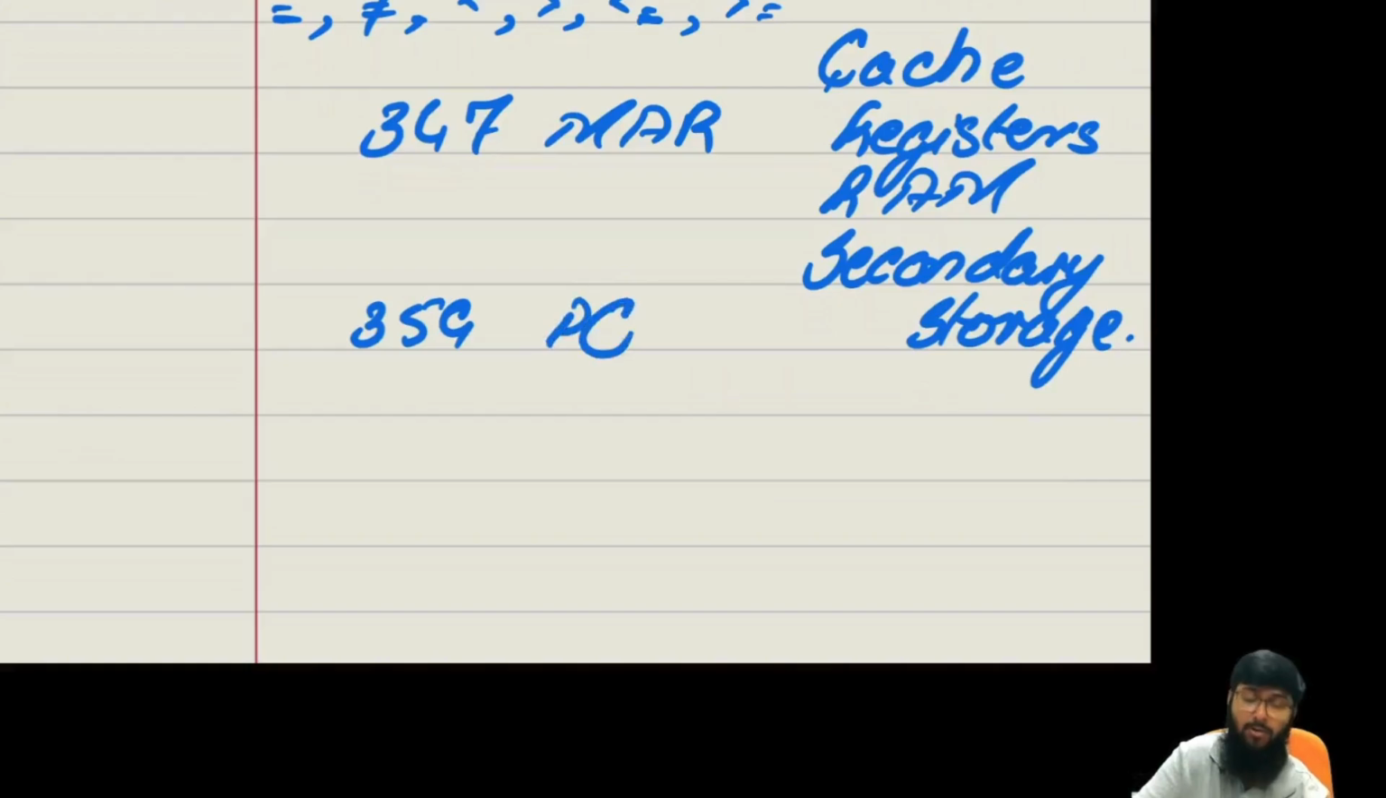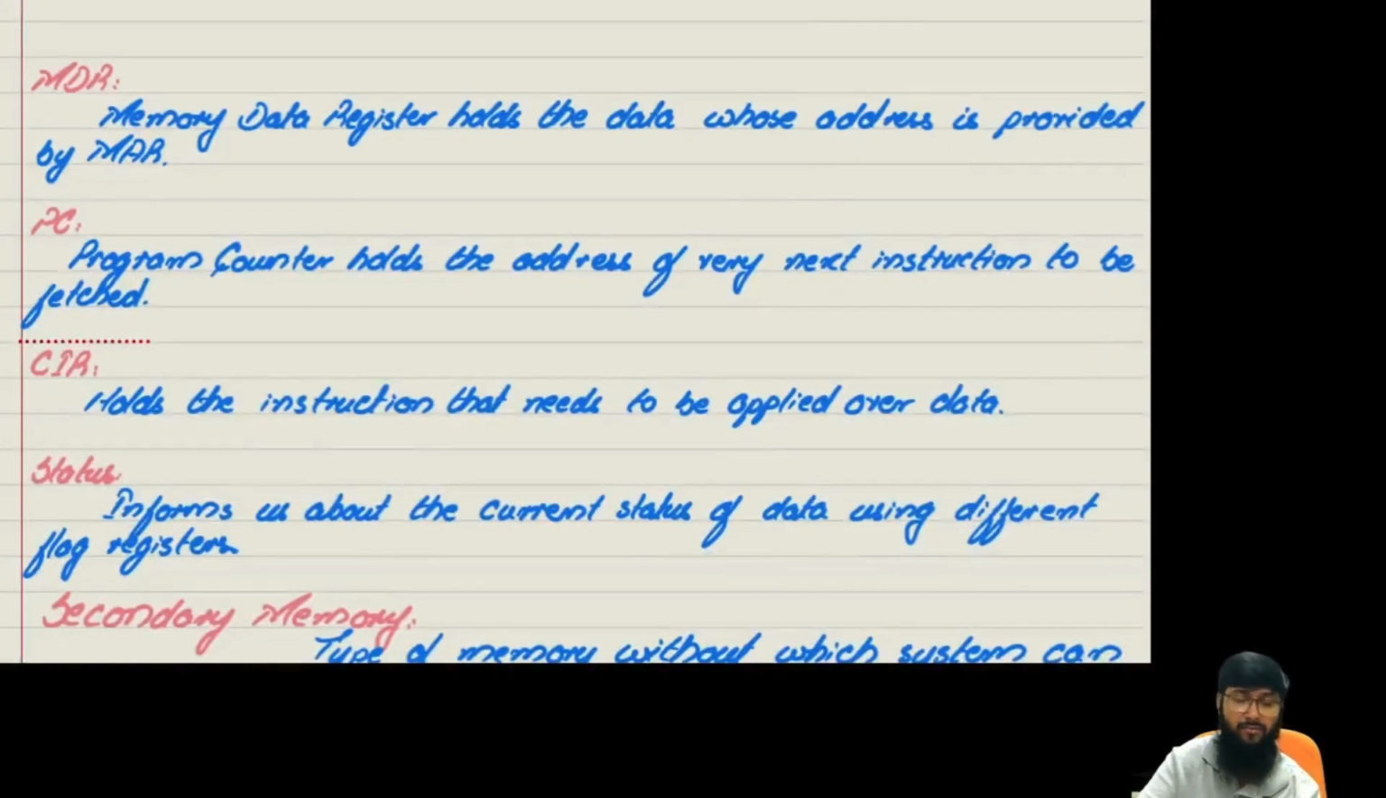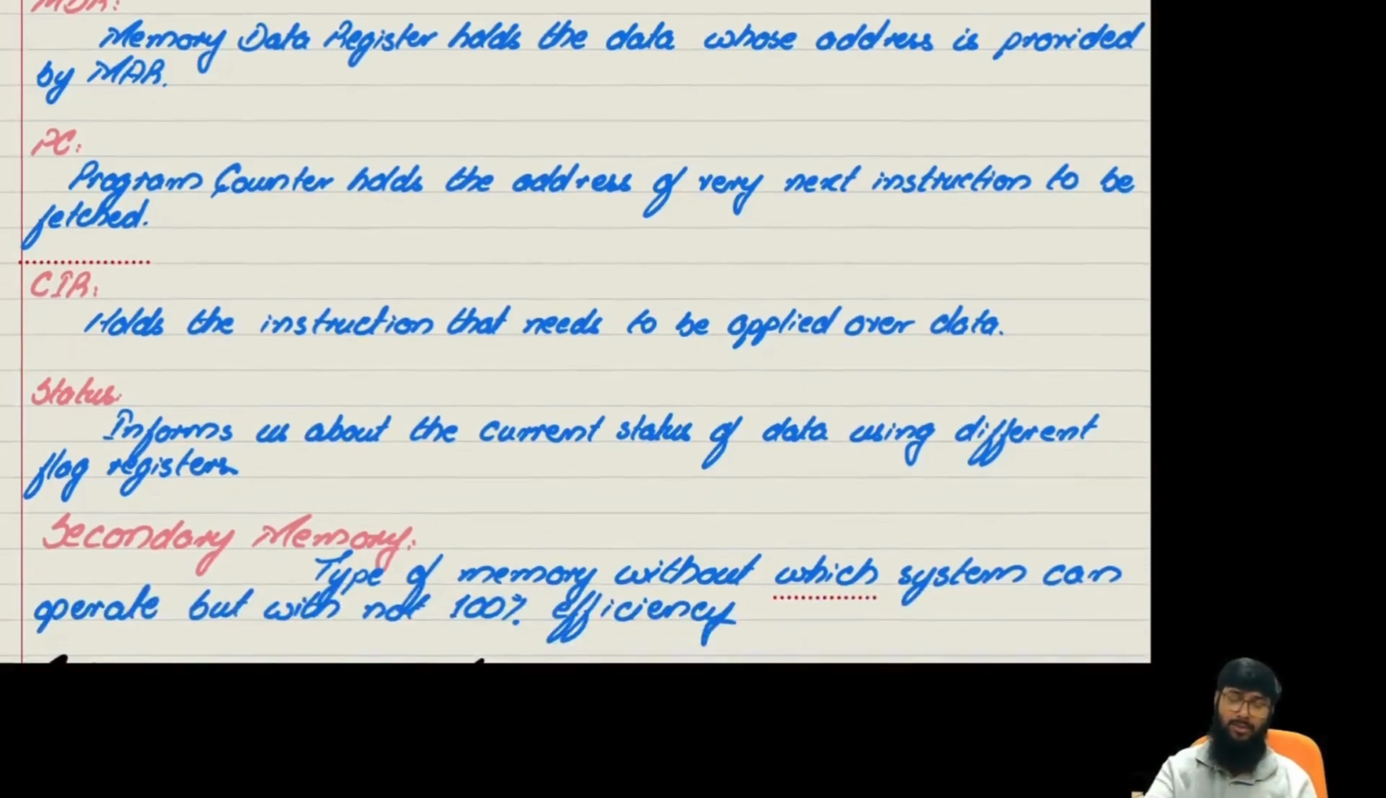So the program counter will be holding the address of the very next instruction, the instruction just after the one that you are processing right now. Whatever instruction you need to process next, the address of that location will be stored into the program counter. Coming towards the CIR, the current instruction register, this register holds the instruction that you need to apply over the data that is present in the MDR.